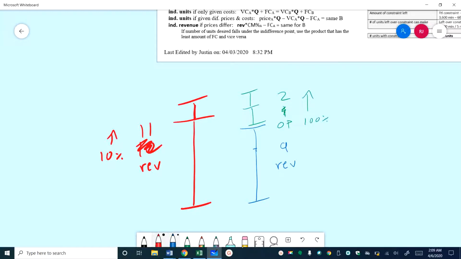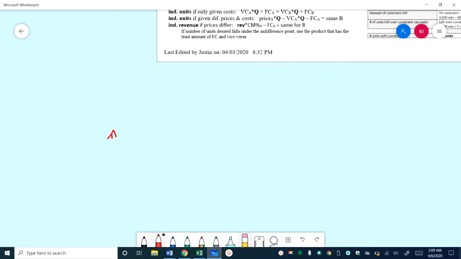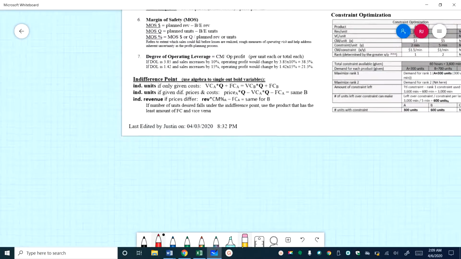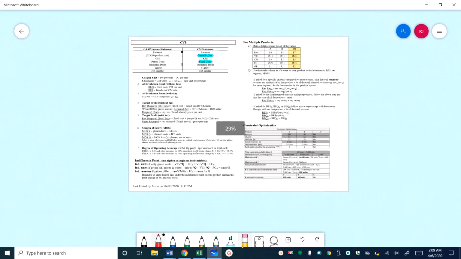So because of these break-even costs, these fixed costs, we basically know that even if our revenue goes up by a little bit, our operating profit will almost undoubtedly go up by more. Okay, so that explains degree of operating leverage in its entirety. So now let's try out a problem involving CVP.